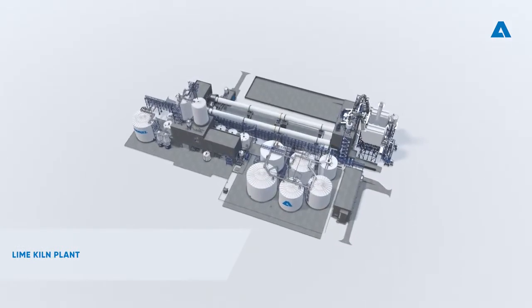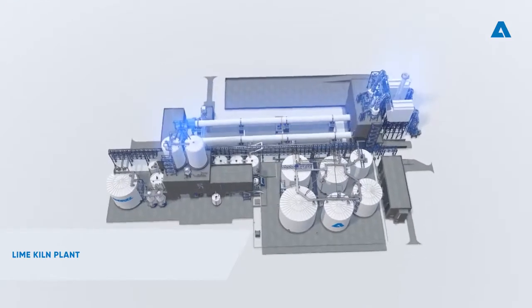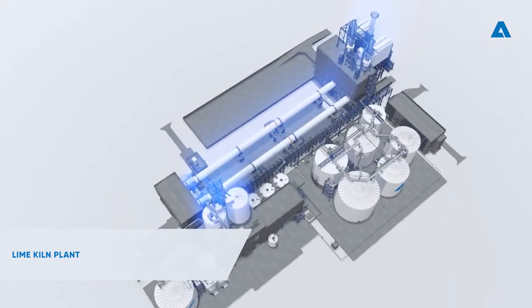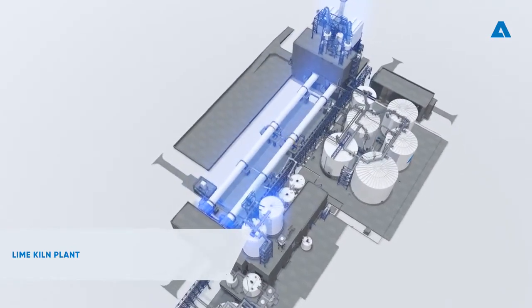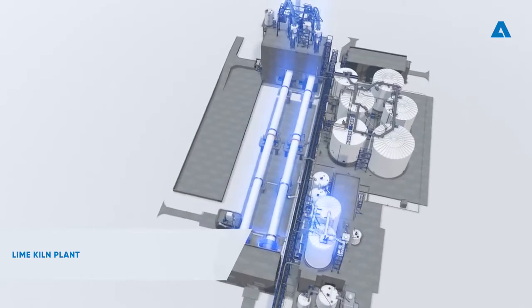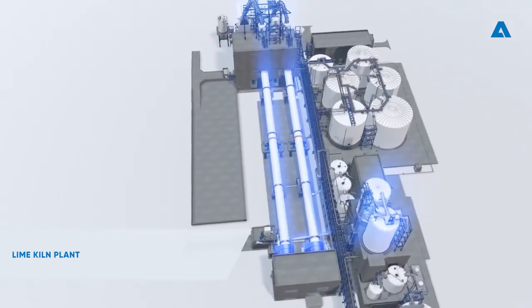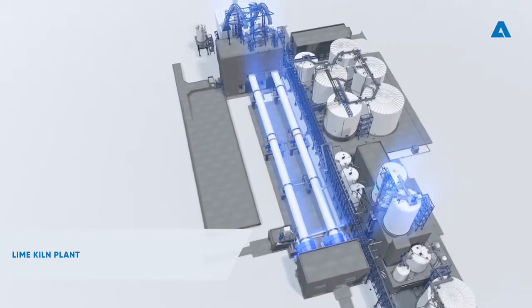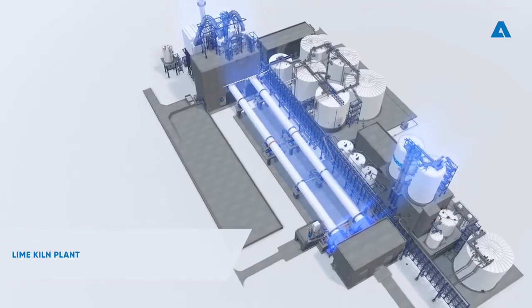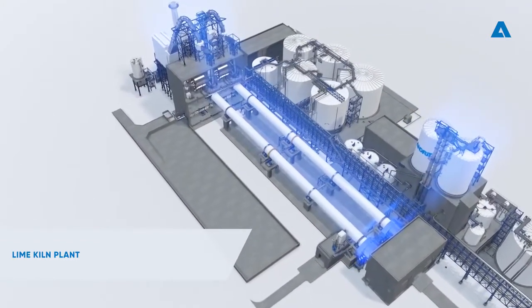The lime kiln plant converts calcium carbonate to calcium oxide. Lime reburning is part of the chemical circuit called the lime cycle. Lime is a recirculating auxiliary chemical used to convert green liquor coming from the recovery boiler to white liquor. This is accomplished in the recausticizing plant. The recausticizing equipment and the lime reburning equipment together form the lime cycle.